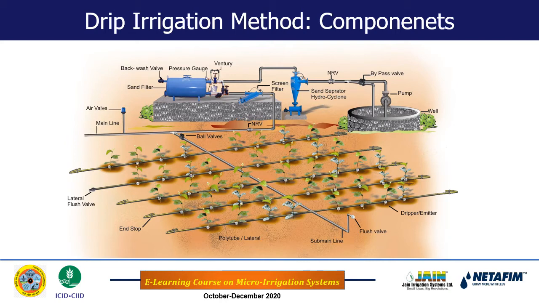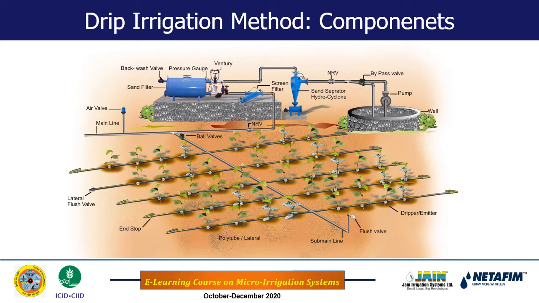As we are going to see the drip irrigation method, and as it is the major micro irrigation system, we shall study the components of the micro irrigation system in the context of the drip irrigation system. But basically, as I have told you, barring the emitting devices, the other components are almost the same.